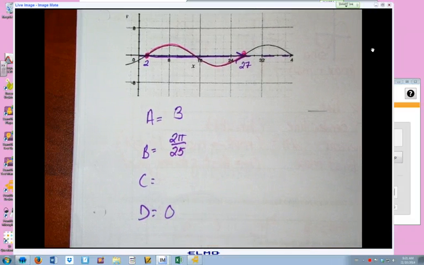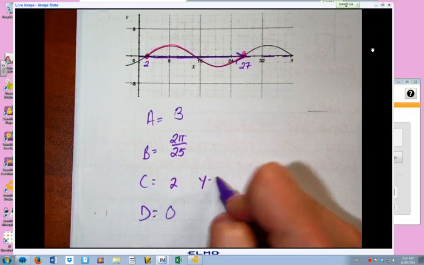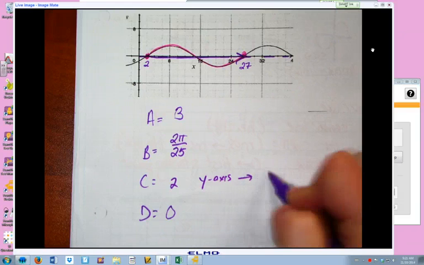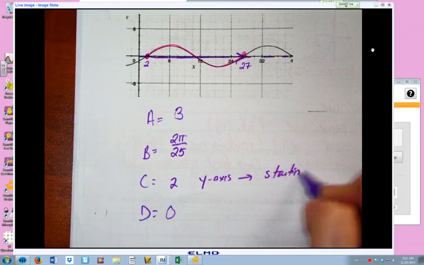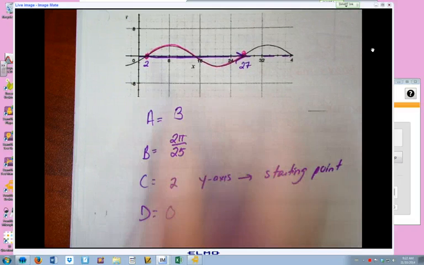C is always the trickiest one. People always forget C. 2, where does 2 come from? Okay, so it's the y-axis to the starting point. Okay, so how much did we push it over?